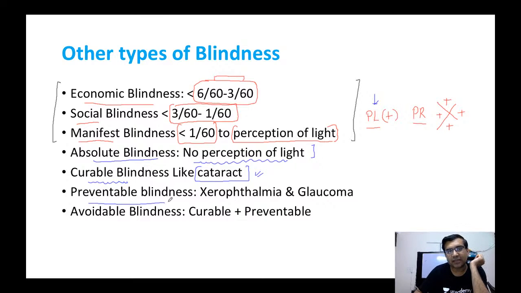And what is preventable blindness? Preventable blindness is if the blindness can be prevented, like vitamin A deficiency or glaucoma. If the blindness has occurred, then you cannot do anything. But if the blindness can be prevented, this is called preventable blindness. And if I combine curable blindness plus preventable blindness, this is called avoidable blindness.